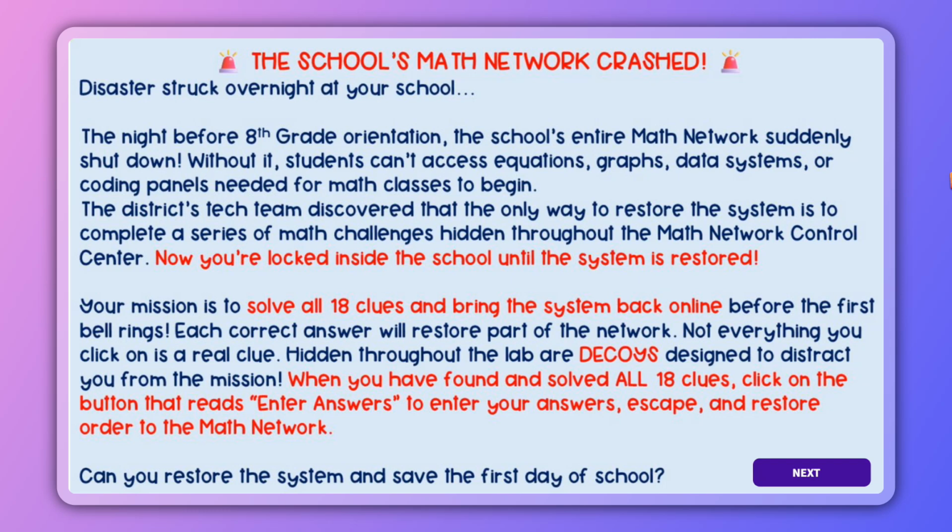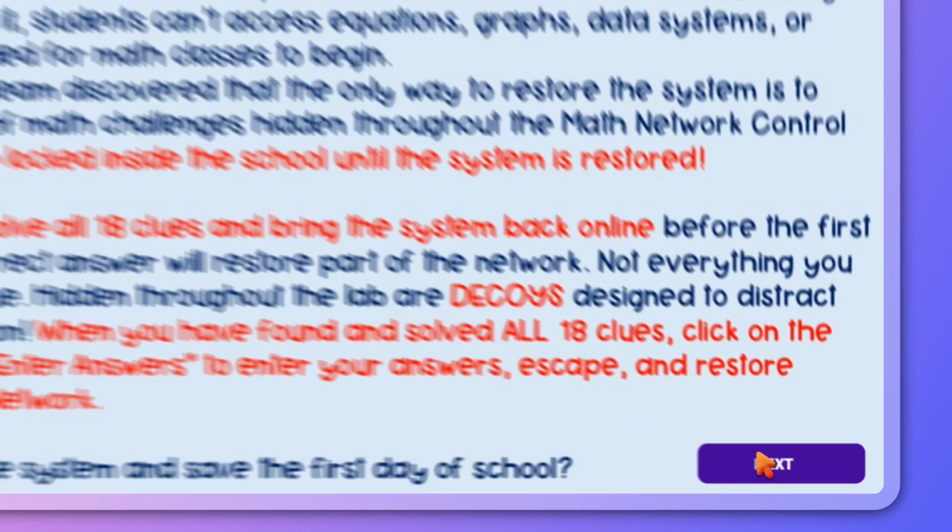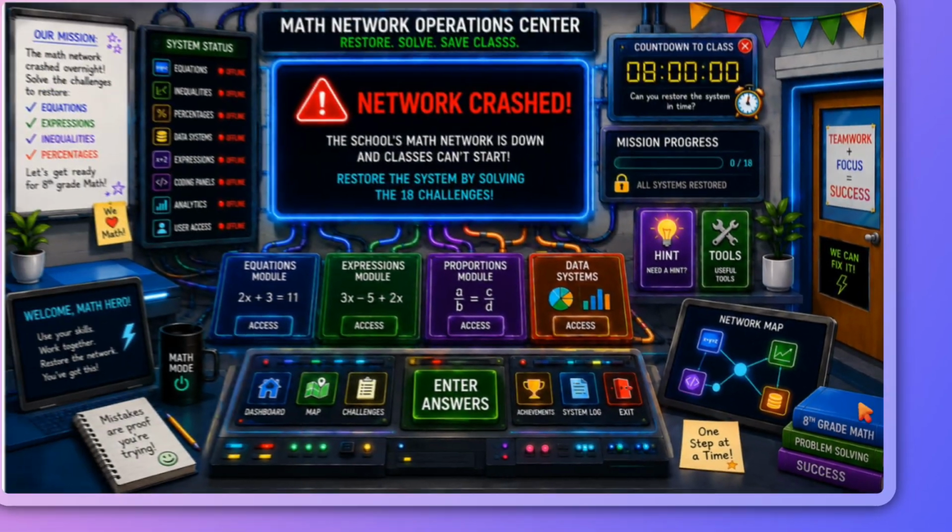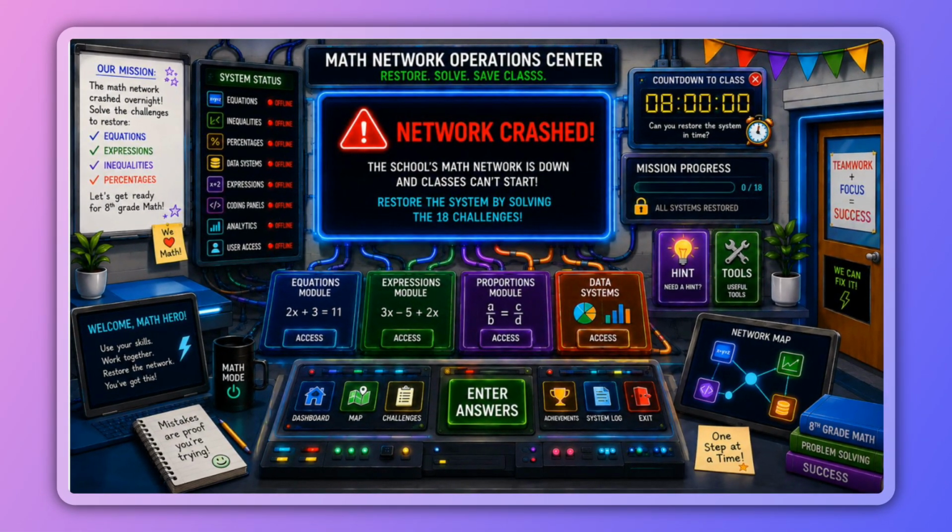How do they restore it? They solve all 18 clues to bring the system back online. So they have to find and solve 18 clues while avoiding decoys. Decoys are just little pitfalls meant to emulate a real escape room. So here is the scene that the students will search for and find everything that they need.